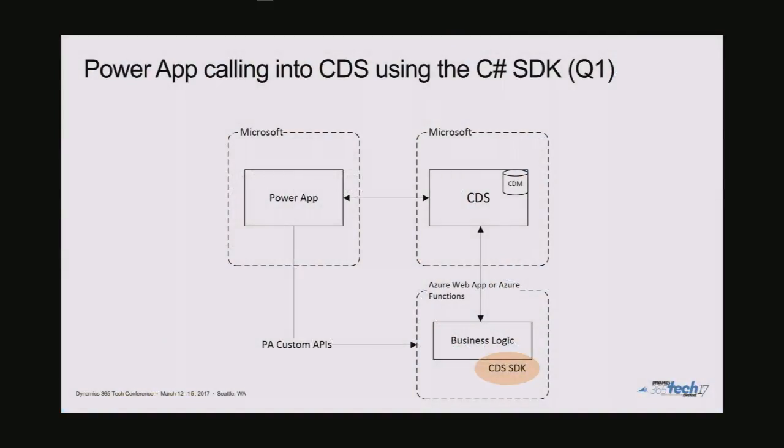Okay, let's walk through the scenarios. Take it away, Nima. All right, so when we were building the CDS SDK, we had a few scenarios in mind. The first of which that we're focusing on was when you have Power Apps working with CDS, you can do basic CRUD, so the Power Apps can write data, read data. There's a missing piece, though. You can't really do complex business logic. And we enable this by allowing you to use the SDK with an Azure function or a web service, and using a custom API from the Power App to be able to do those complex business logic pieces.